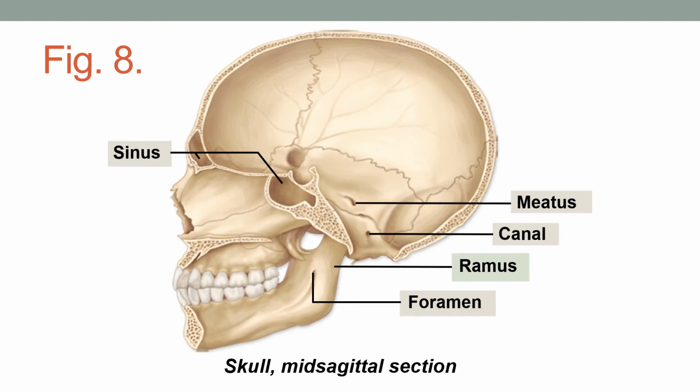And if we dissect the skull, we see even more things. A meatus, a canal, another foramen, that same ramus we looked at the other way. And the skull is the only place in the body that has something called a sinus, which is just a complete hole in a bone, an empty space in the middle of a bone that lightens the bone where otherwise it would be very heavy.